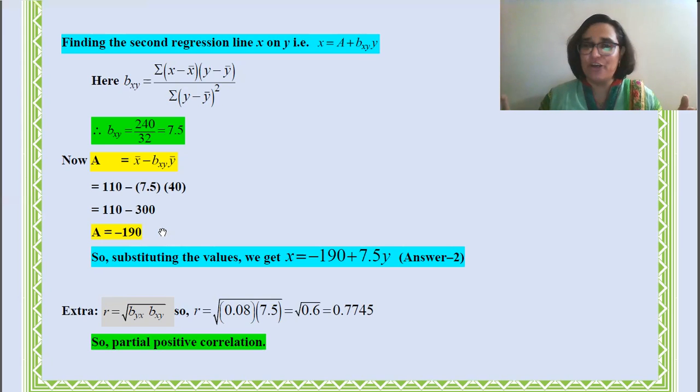All right. Now we know what to do. A की वैल्यू मिल गई, bxy की वैल्यू मिल गई. Just substitute it in this. X is equal to a plus bxy y. इसमें substitute कर दीजिए. You can see on your screen. There you go. So what is the second main answer? X is equal to minus 190 plus 7.5y. Congratulations. आपका पहला सम 7 मार्क का फिनिश हो गया.